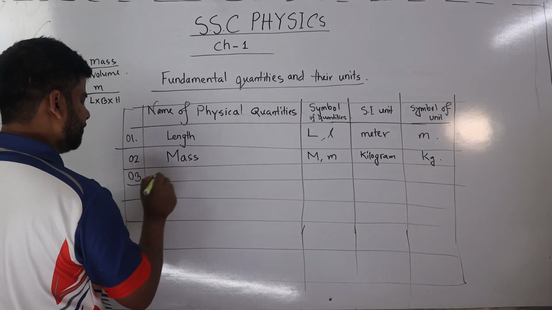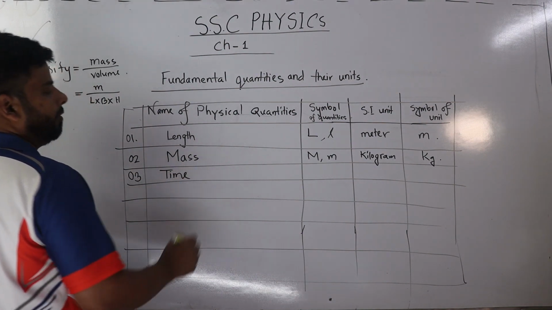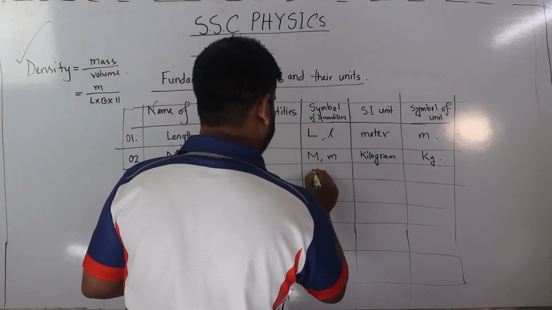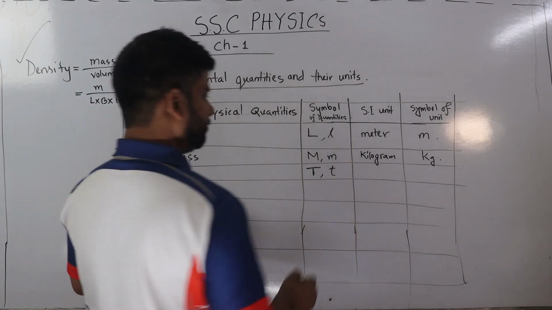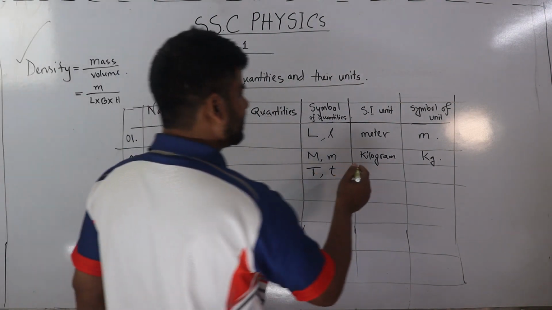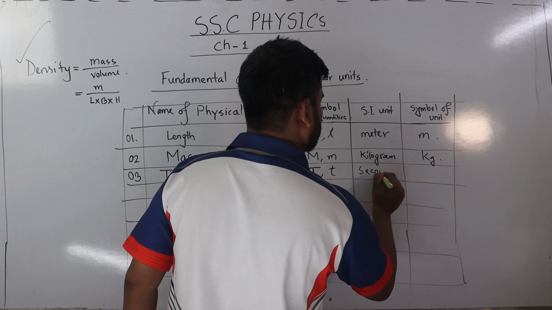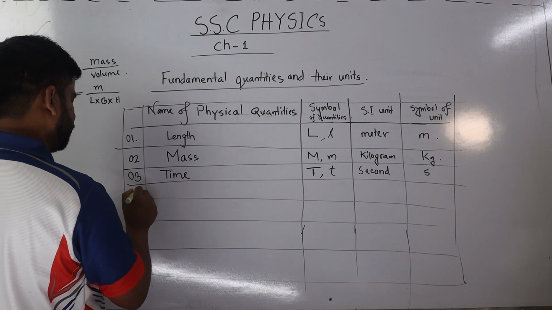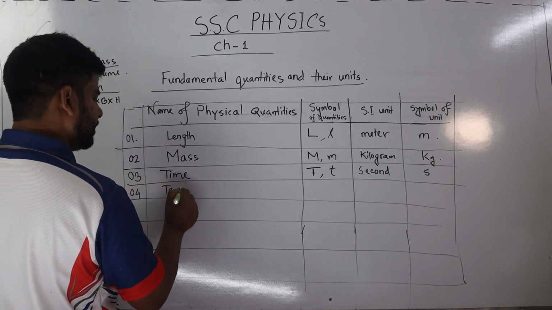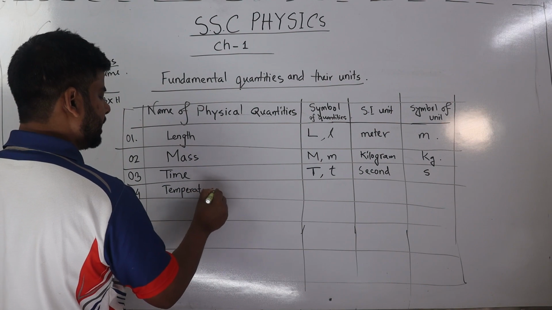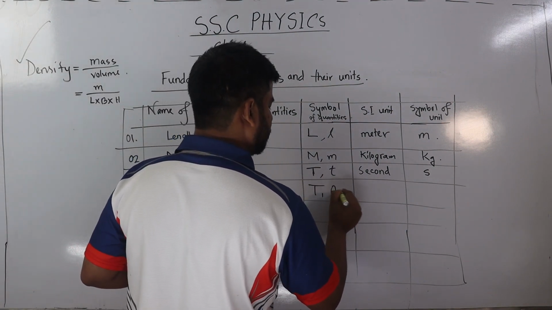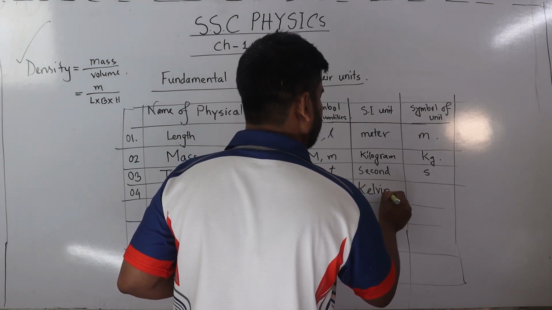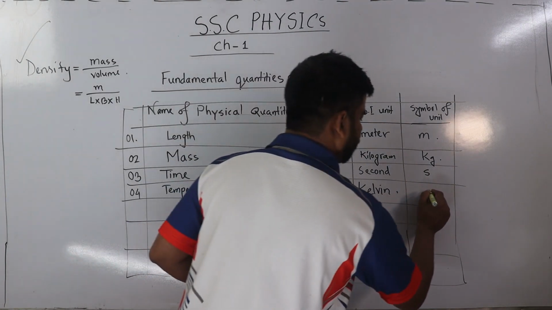Number 3, time. Time is a fundamental quantity because time does not depend on other quantities. We use the symbol capital T or small t. SI unit second, short form s. Number 4, temperature. We use capital T or theta, both. SI unit is Kelvin, short form K.